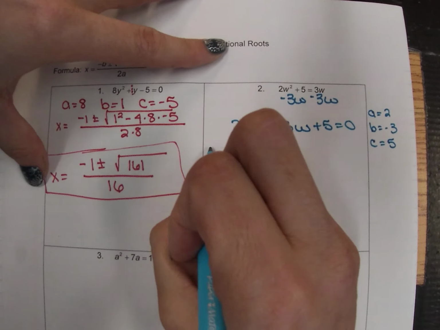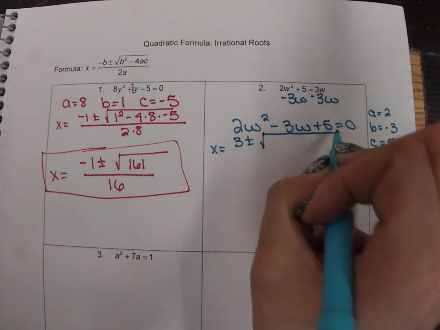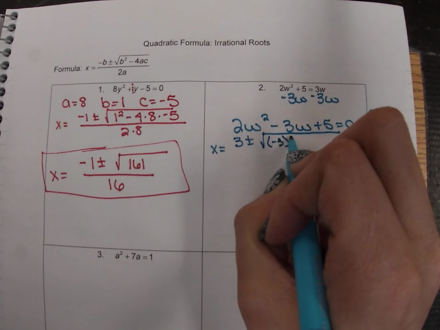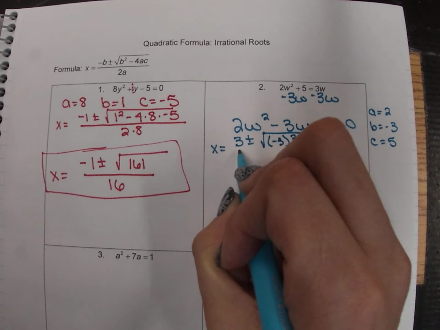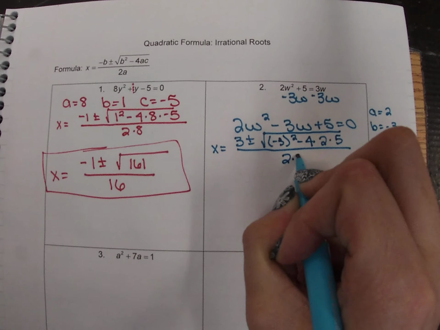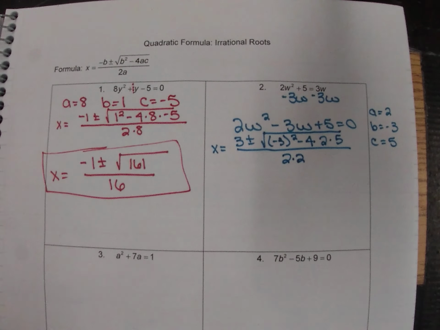All right, so the negative of negative 3, or the opposite of b, will be 3. I'm just plugging into my formula: 4 times a times c, all over 2a. Okay, and then we're going to simplify underneath our square root, which will give us a negative 31.